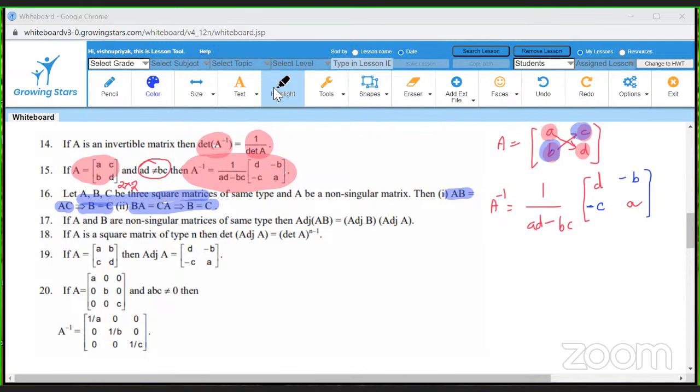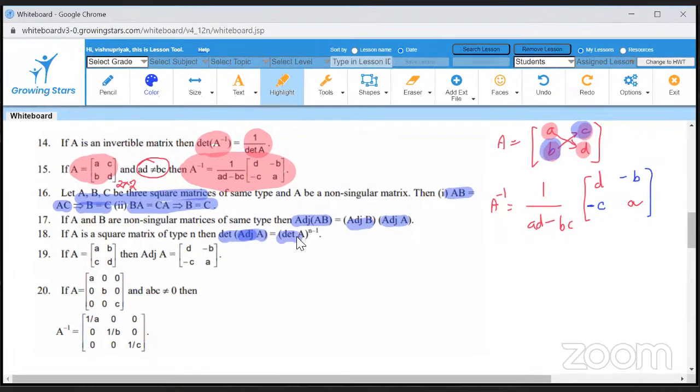The next is adjoint of AB is equal to adjoint of B into adjoint of A. Determinant I will tell you tomorrow. Determinant of adjoint A is determinant of A power n minus 1.